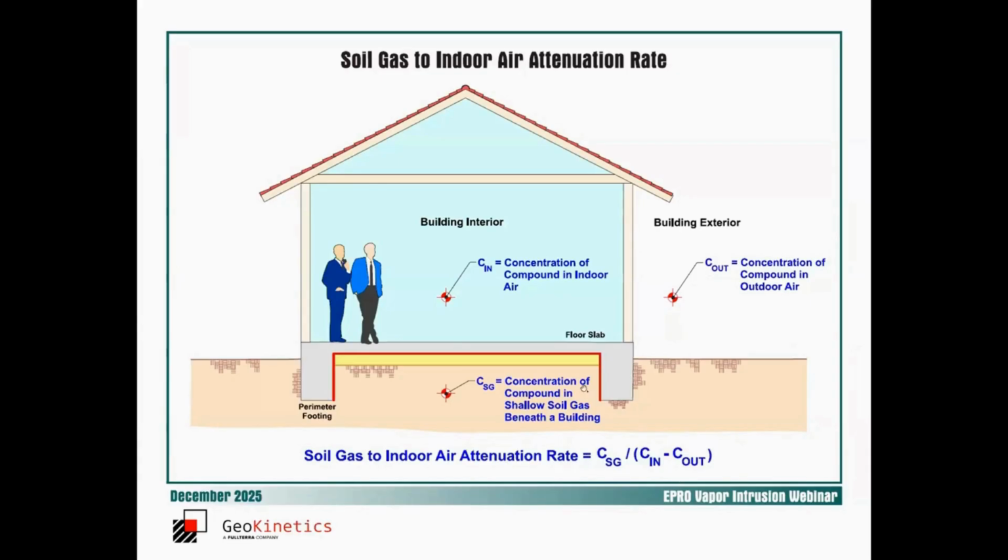The way we quantify the performance of a membrane is with soil gas to indoor air attenuation rate, which is basically the reciprocal of the attenuation factor that Andrew was talking about. I like to use the rate because it's an integer value rather than a fraction. It's just defined as whatever the concentration of a particular compound of interest is in the soil gas divided by that concentration in the indoor air, and we subtract the outdoor air concentration because we're really just interested in what's getting across the barrier to the indoor air. We don't want what's in the outdoor air to count against us.